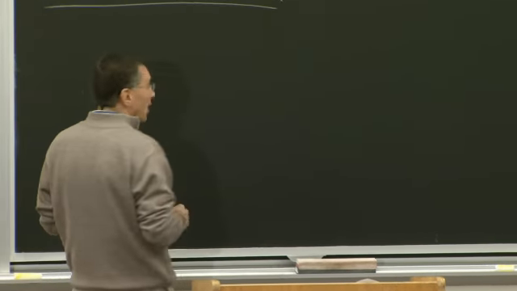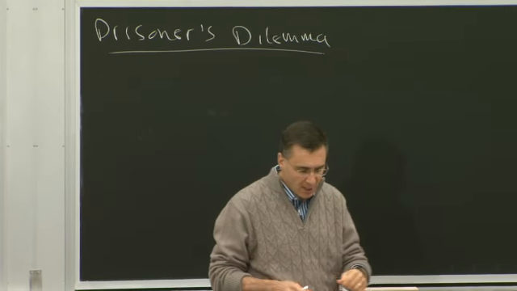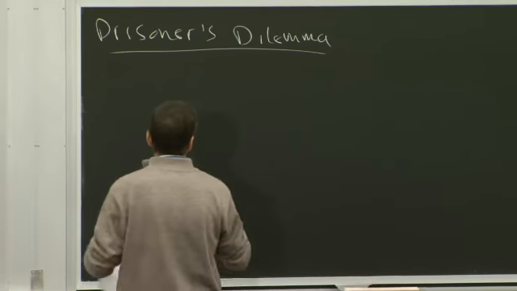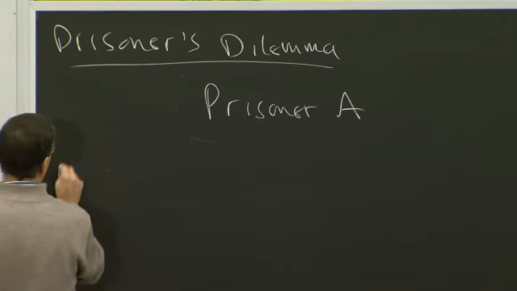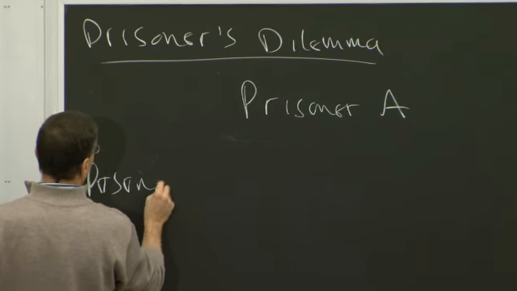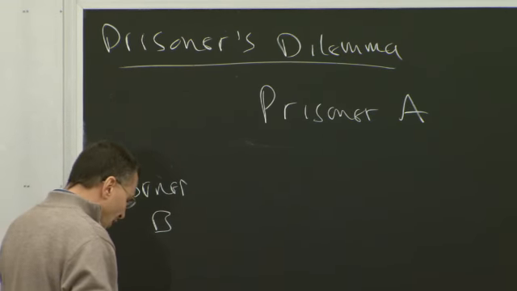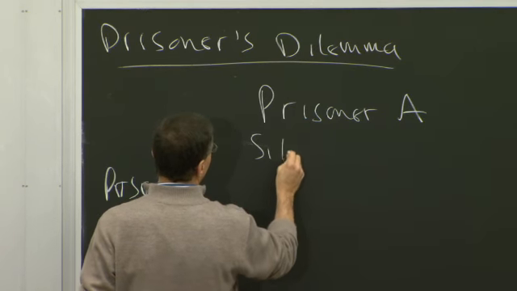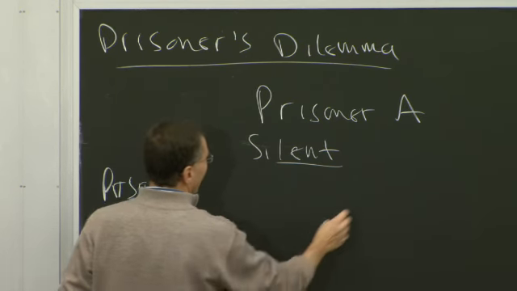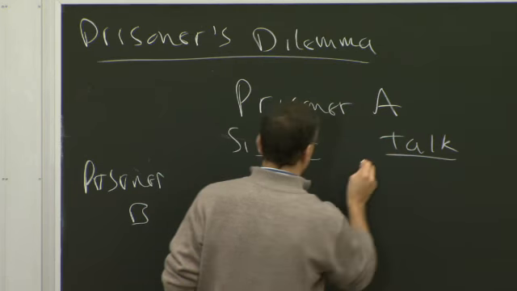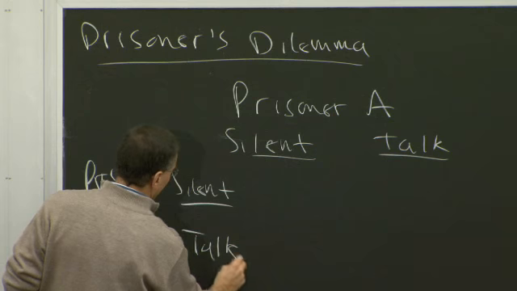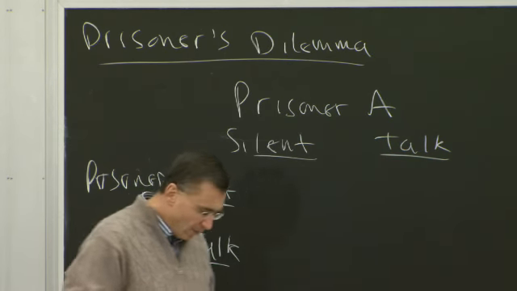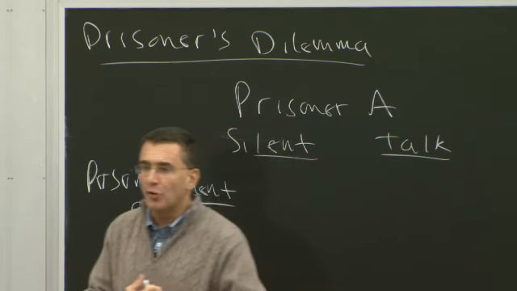Now the way to write this down, to explain this, is we write down what we call a payoff matrix. So we have prisoner A here and prisoner B here. And they each have an option. They can remain silent, or they can talk. Silent or talk.